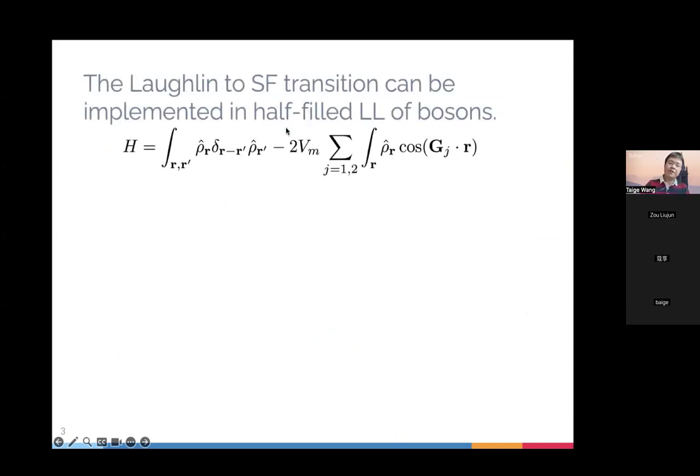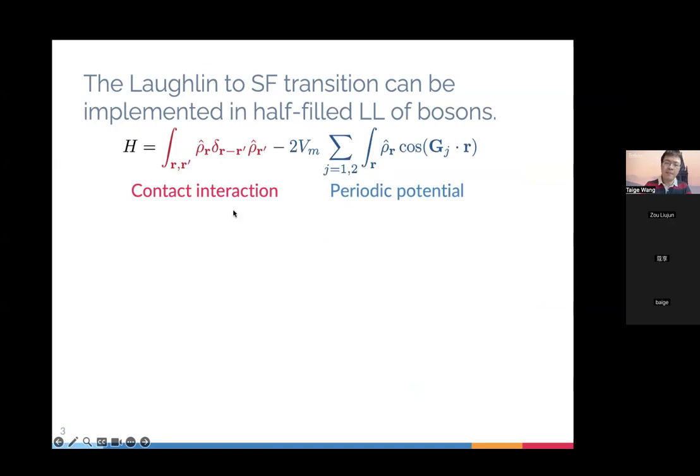So maybe the first thing you want to do is to find a microscopic model that can realize this transition. Let me write down the following Hamiltonian. This is within the lowest Landau level of bosons, and the interaction I consider is a contact interaction. It is well known that if you dope to nu equals 1/2 of the lowest Landau level, and you project the contact interaction to the lowest Landau level, it becomes the parent Hamiltonian of the nu equals 1/2 bosonic Laughlin state.